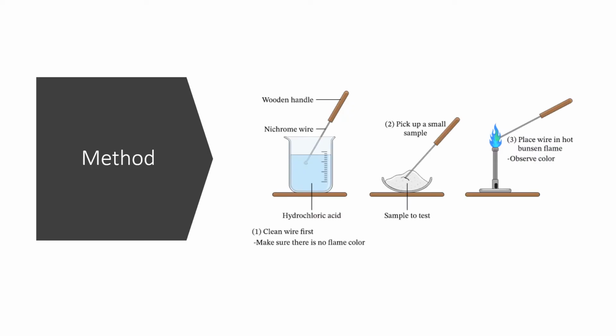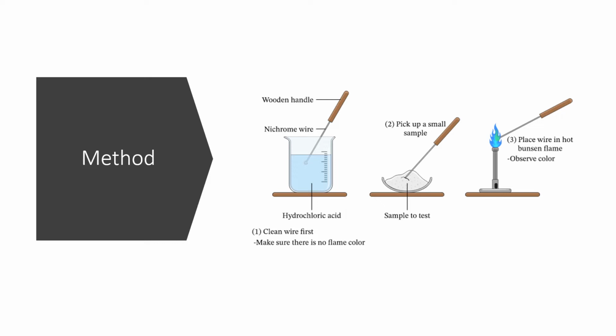You will see once you're doing past papers that they ask you how to do a flame test for 6 marks. Here I demonstrated that by 3 different diagrams. So first of all, you will get a nickel wire which has a loop at the back of it, and you'll clean the nickel wire in hydrochloric acid, and this is to make sure there is no color on the wire itself, so it's not contaminated or anything.